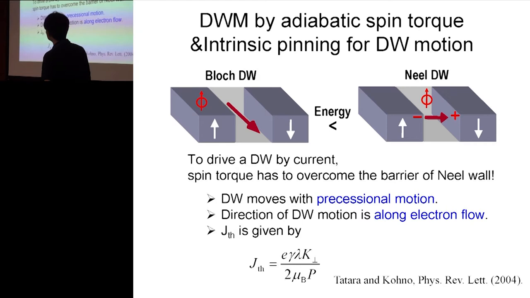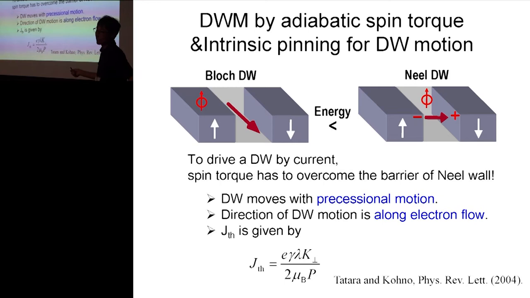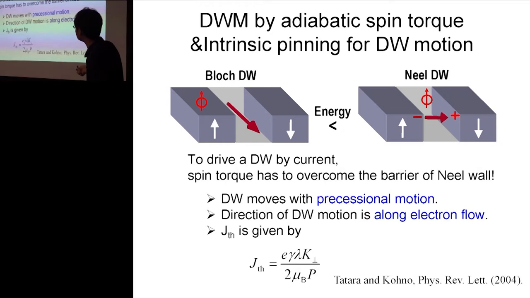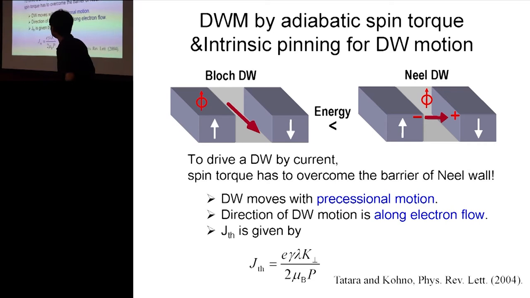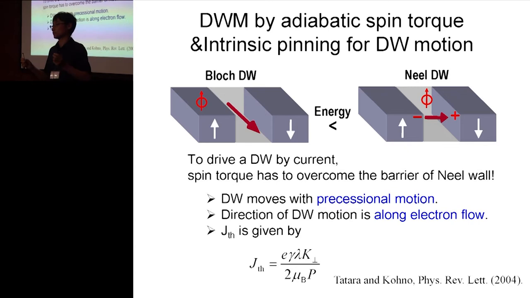Now you inject your current through this domain wall, then your conduction electron spin exerts a torque on the magnetic moment in the domain wall, which tilts this magnetic moment from this angle to this angle. As I said, if you tilt the moment from here to there, it means you now increase the energy of the system, so the high energy. So we need a larger current from here to there.